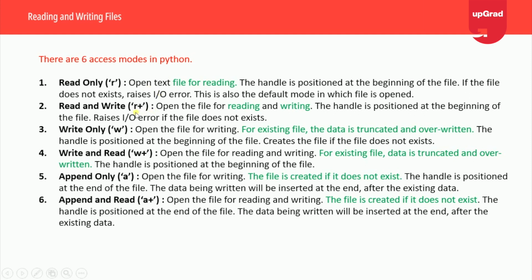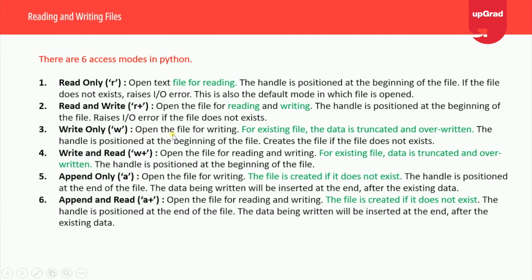Similarly, if I specify the R plus mode in the coding while doing file handling, the interpreter understands that the programmer wants to do both reading and writing. Similarly, we have W mode for writing, and W plus mode, once again for writing. But there is a difference here, right? So what is the difference here?